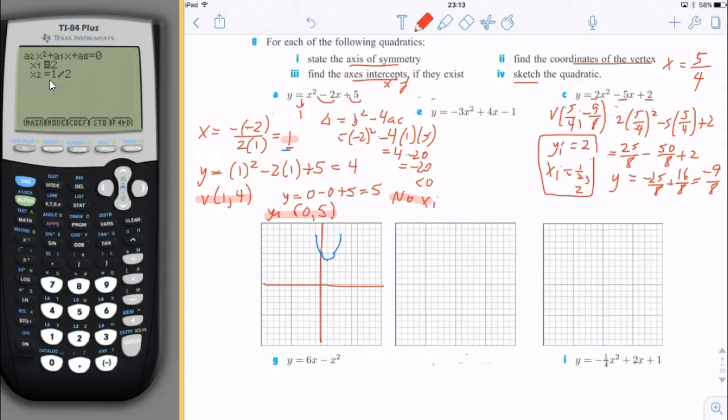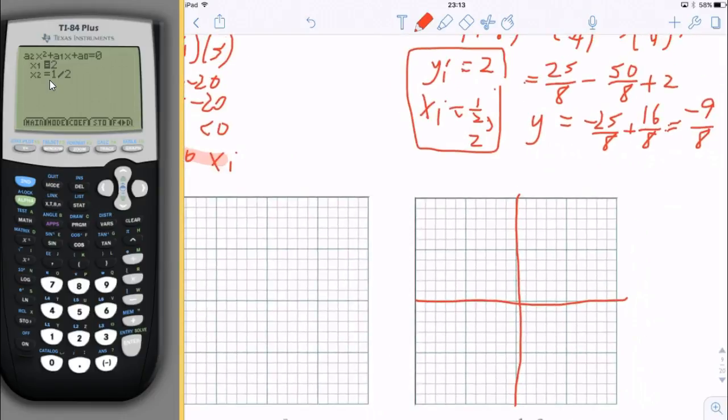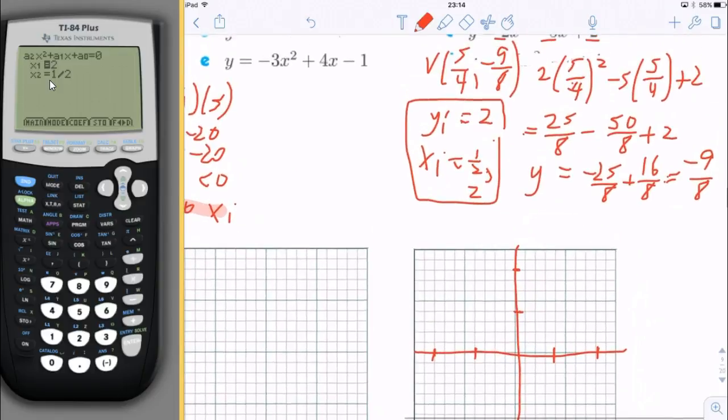So let's try to sketch that. I'm going to divide this up in a different way. Kind of zoom in because these points are very small. So let's see. I'm going to divide this into like that. Okay, and so these are the units. I'm going to make it a really big graph.